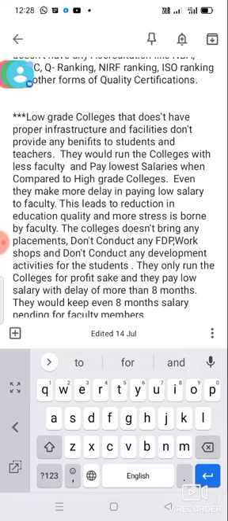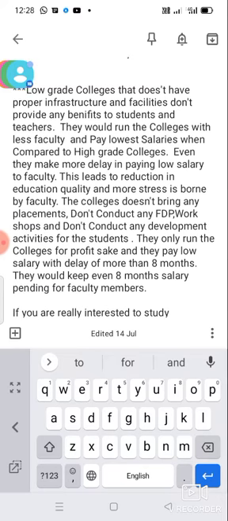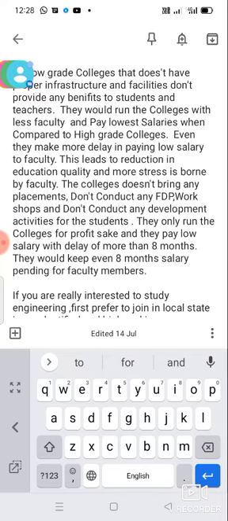They will run the colleges with less faculty and pay the lowest salaries when compared to high grade colleges. They even delay paying the low salary to faculty. This leads to a reduction in education quality and more stress borne by faculty. And thus such colleges don't bring any placements, don't conduct any FDP workshops, and don't conduct any development activities for students.